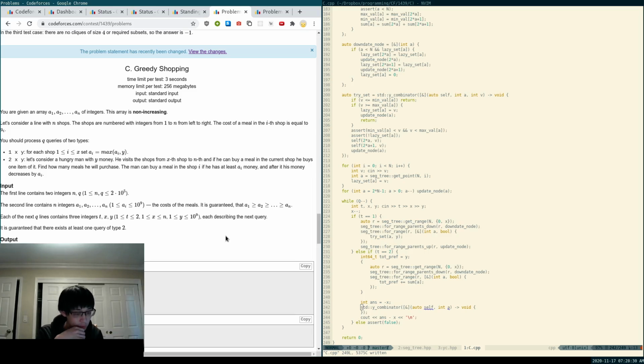Wait, so you can buy at most square root n distinct items, right? Or like 10 to the 4 distinct items. Square root n distinct items. Just 10 to the like 3, 4.